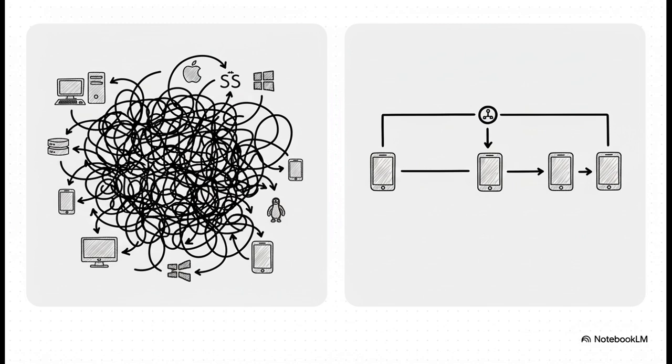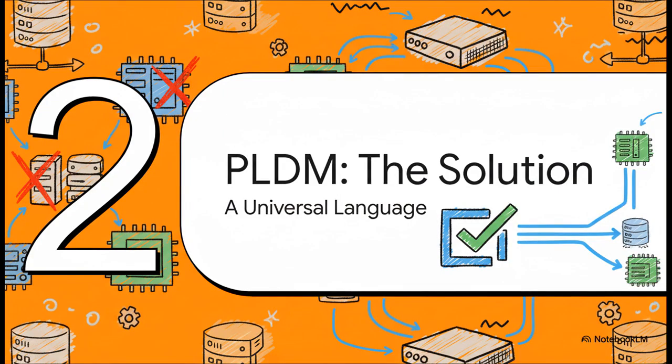Every device was its own little island with its own rules. But on the right, you see the PLDM way. We're talking one standardized protocol. It doesn't care what operating system you're running. The whole process becomes predictable, repeatable, and so much easier to manage. So what is this hero that brings order to the chaos? Well, PLDM, which stands for Platform-Level Data Model, is basically a universal language for firmware updates.